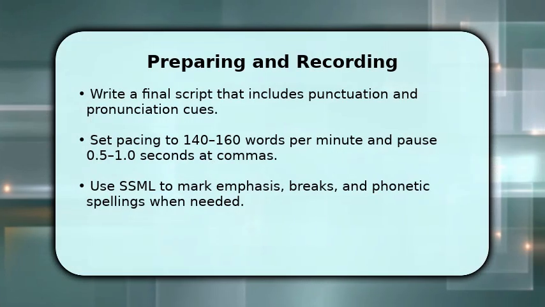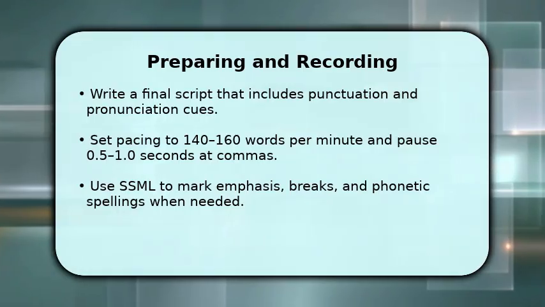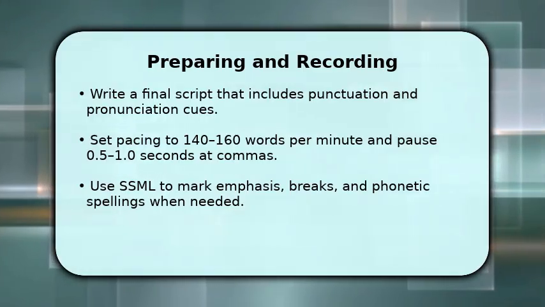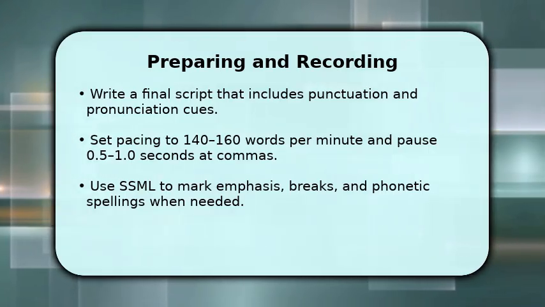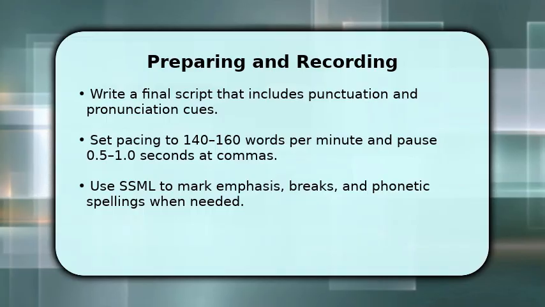Prepare a production-ready script that includes punctuation and pronunciation cues. Spell unusual names phonetically and mark contractions to avoid mispronunciation. Set target pacing between 140 and 160 words per minute for natural rhythm.